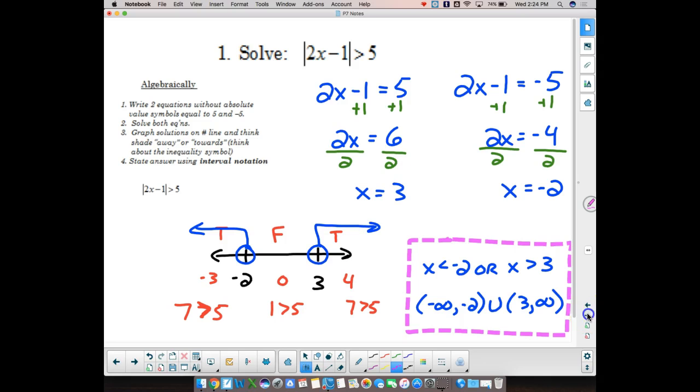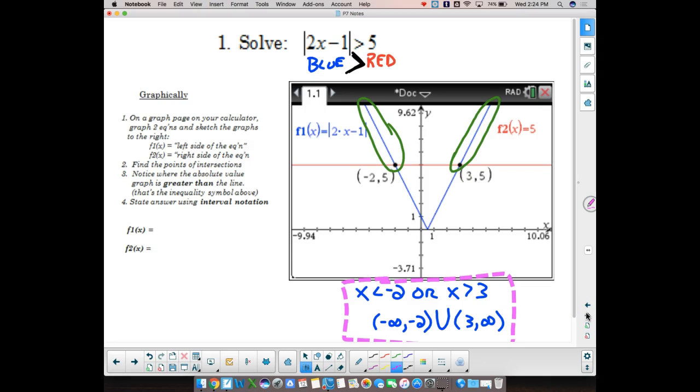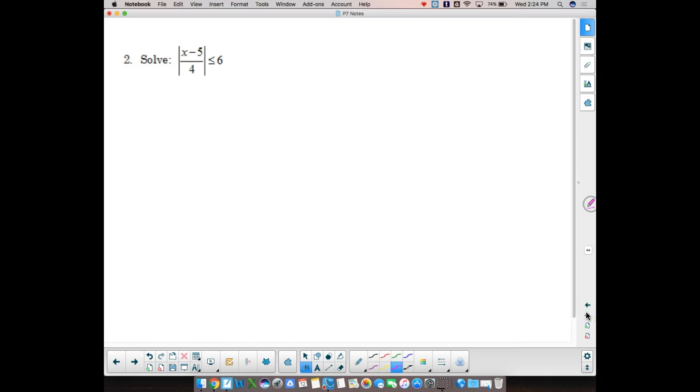Okay. What I would like you to do now is, on the back side of the note sheet, there are two problems. I would like you to solve them both algebraically and graphically. I'll give you about 6 or 7 minutes to get that done, because the graphing should take a lot quicker than the algebraic.